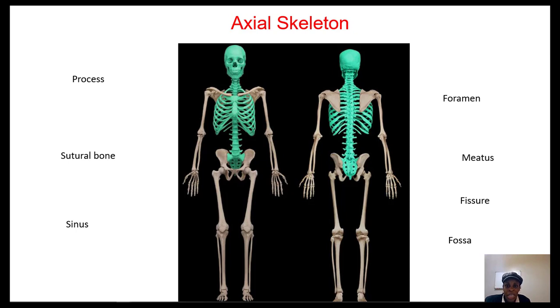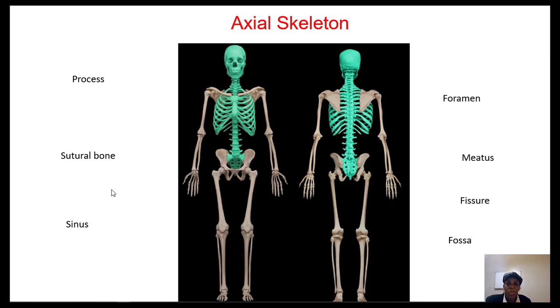A fissure is like a slit, like an opening. For example, the supraorbital fissure. A fossa is a hole through which something goes in. For example, the mandibular fossa on the temporal bone. A sinus is an air-filled space.